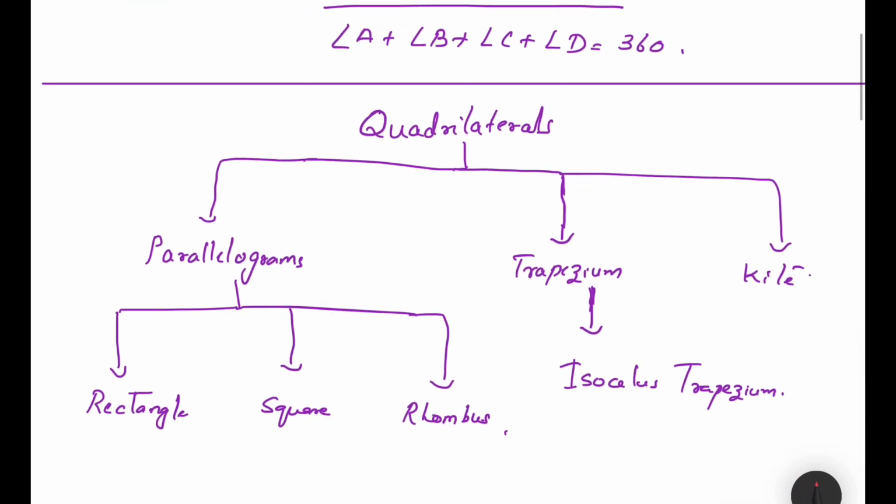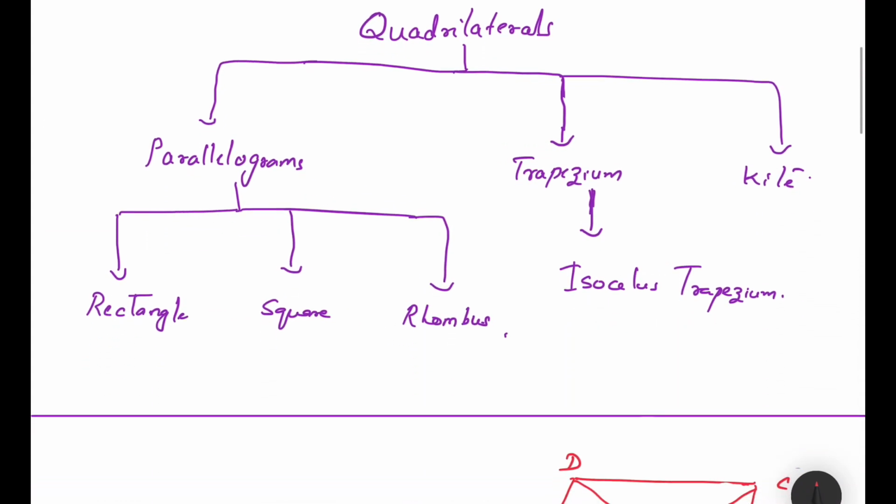Now coming to the different types of quadrilaterals. A quadrilateral is a closed polygon with 4 sides. In quadrilaterals we have 3 types: parallelograms, trapezium and kite. So a parallelogram will be like this. In a parallelogram we have 3 types, that is rectangle, square and rhombus.